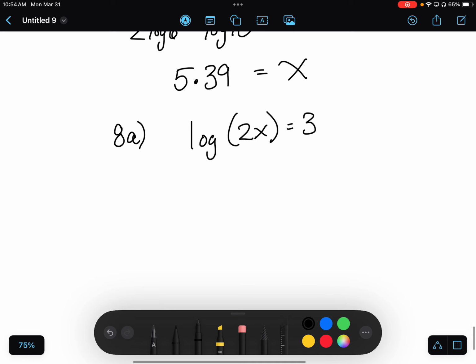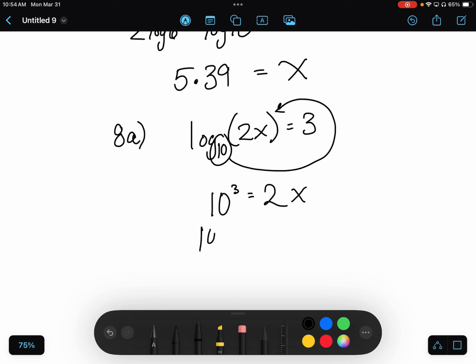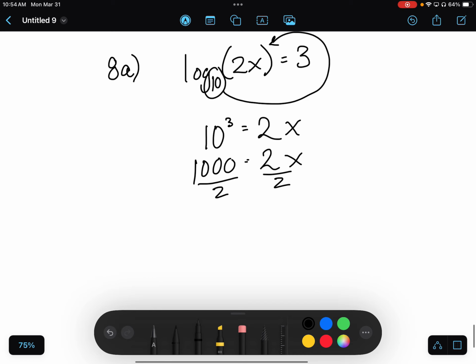If it's something like this that has a log on the one side, rewrite it. The base number is 10 when there isn't one listed. So it becomes 10 to the third power equals 2x. 10 to the third power is 1,000. If I divide by 2, what's 1,000 divided by 2? 500.